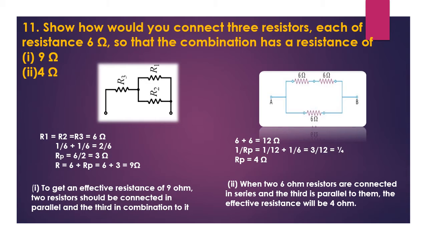as 4 ohm. So to get a resistance of 4 ohm, we will be opting for this particular circuit diagram, or we will connect the resistors in this way. So in the examination they ask you to show, which means we have to draw the circuit diagram and verify it. So hope you understood it.